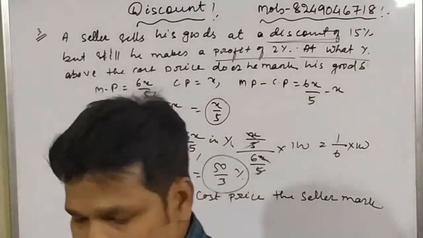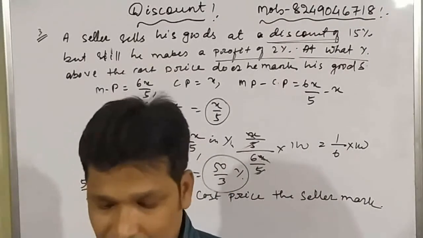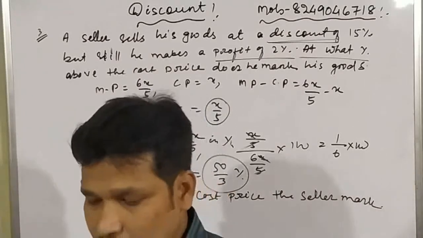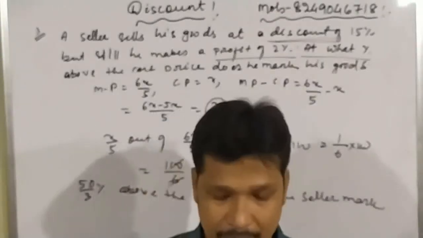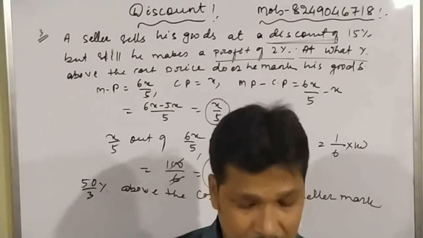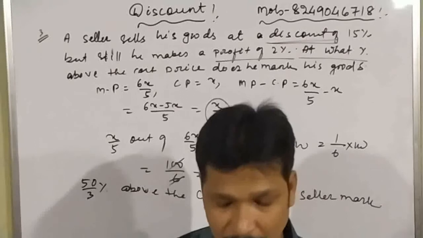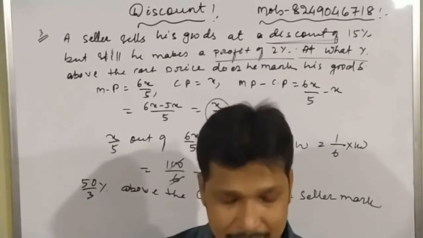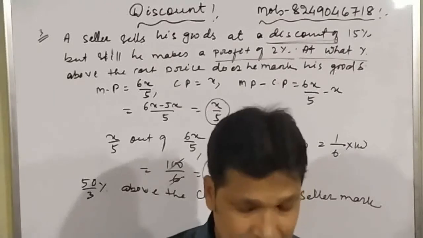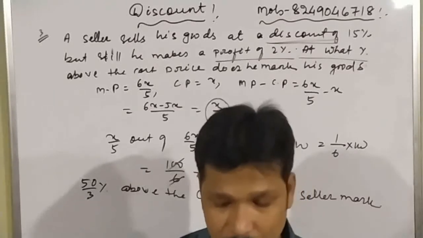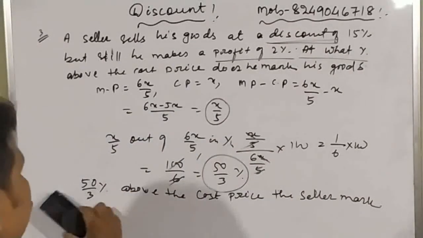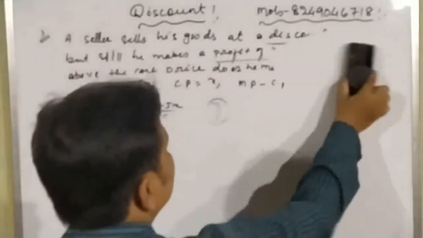Now the next question. An article is marked 40% above the cost price. Here it is given that the mark price is already given. An article is marked 40% above the cost price, and when it is sold at a certain rate of discount, there is a loss of 2%. Then find the rate of discount allowed on the article. It is also one type of tricky question.